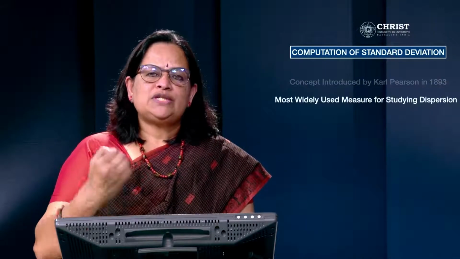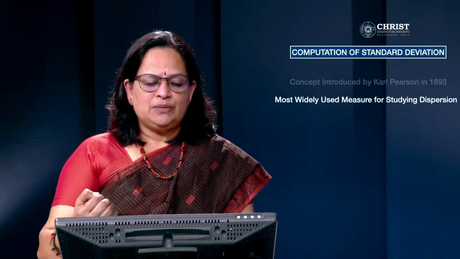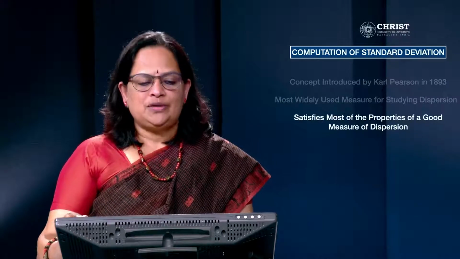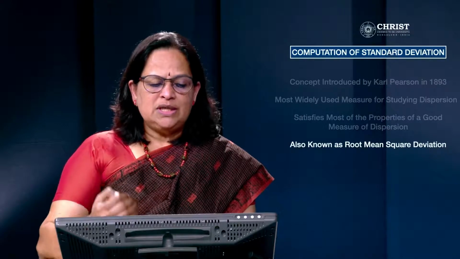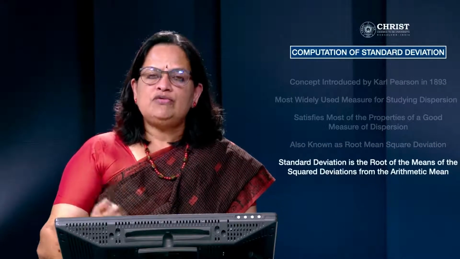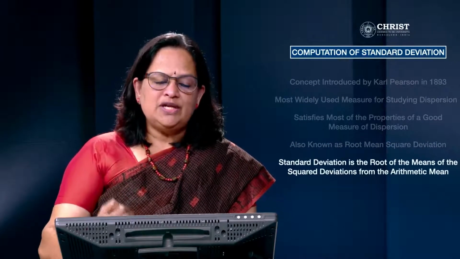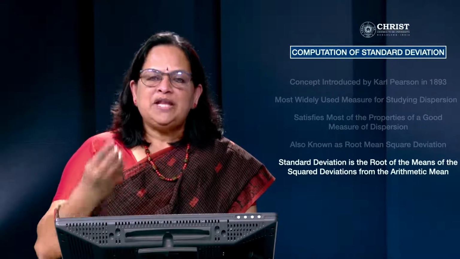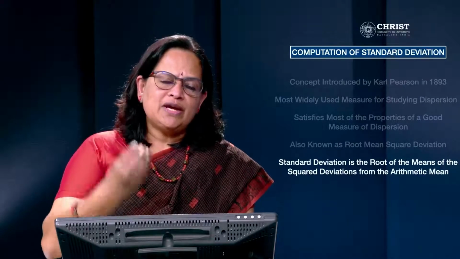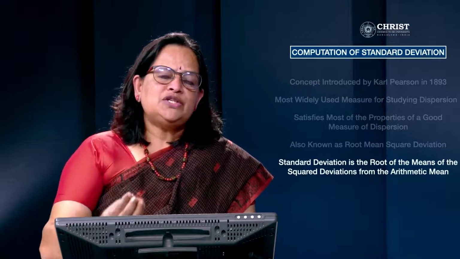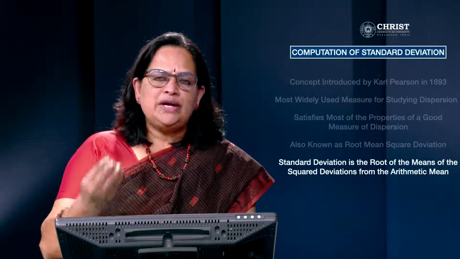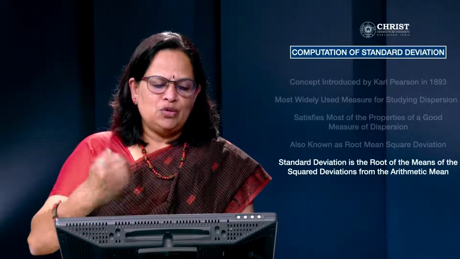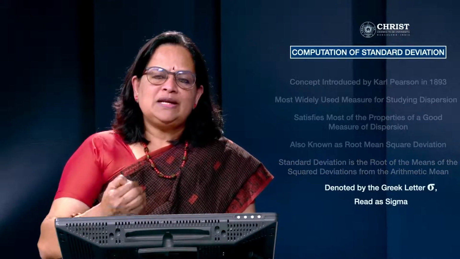It is mostly used for studying the variation or the dispersion. It satisfies most of the good properties of a good measure of dispersion. This is also known as root mean square deviation, because standard deviation is the root of the mean of the square deviations from the arithmetic mean. Arithmetic mean is the average we are using, and we compute the standard deviation using the square root of the deviations. That is why it's known as root mean square deviation. When we do the problems, it will be more clear. It is denoted by the Greek letter sigma.